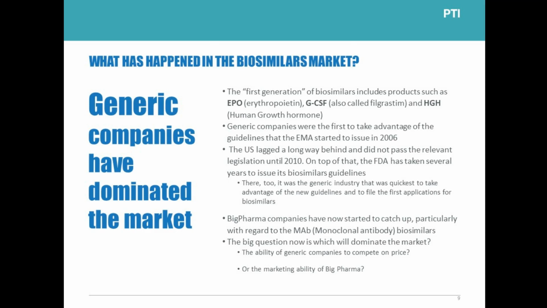The biosimilars market has been developing for the last decade. The first generation of biosimilars included products like EPO, which is erythropoietin, GCSF, granulocyte colony stimulating factor, also called filgrastim, and there's HGH, the human growth hormone. Now, the first companies to take advantage of the regulations were the generic companies. The EMA issued its first guidelines in 2006, and the generic companies spotted the opportunities very quickly.